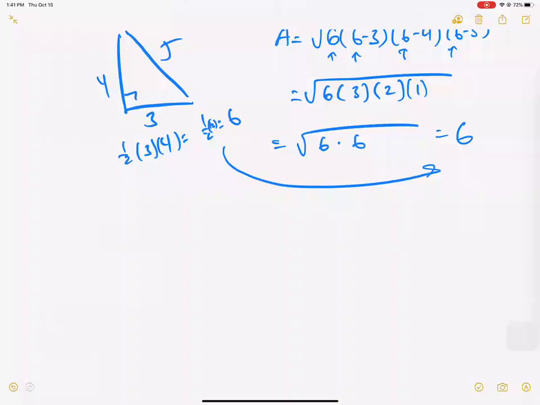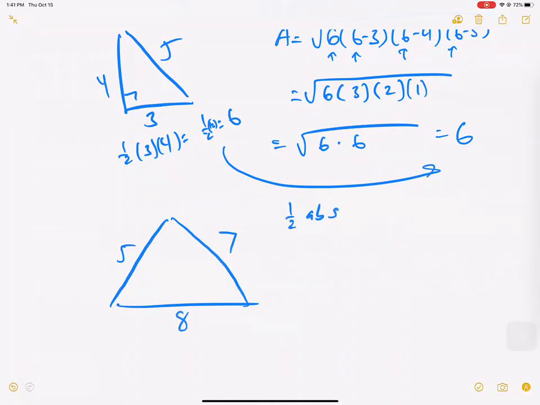So I'm going to do another example, just going to make it up. Just call this a 5, 7, and 8 triangle. I don't know. This isn't a special right triangle. So my first question, can I do my sine formula first? Can I do the sine formula? 1/2 AB sine C. Well, do I have an angle? Nope, no angle. So I can't use this formula. That's one of the biggest takeaways. If you're missing the angle, you can't do the formula.